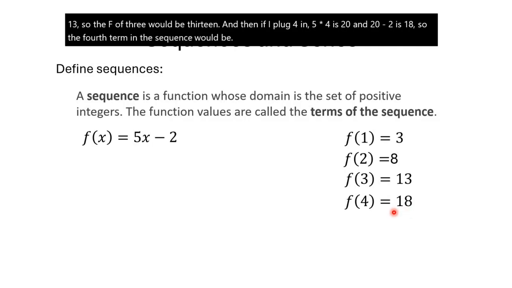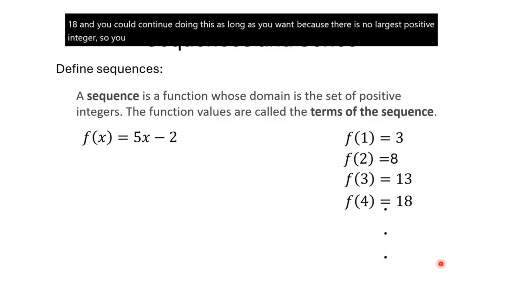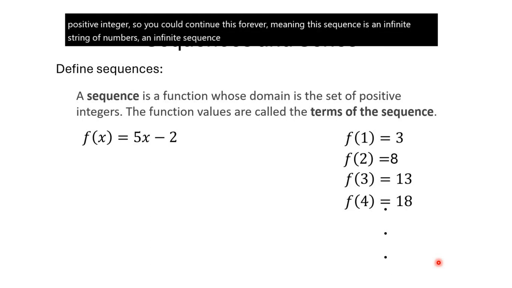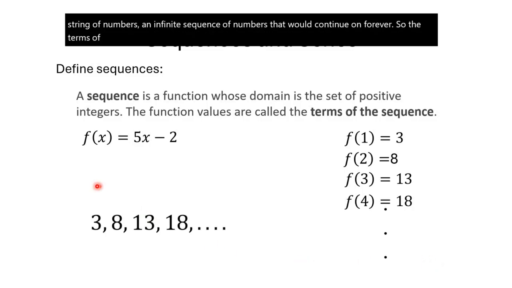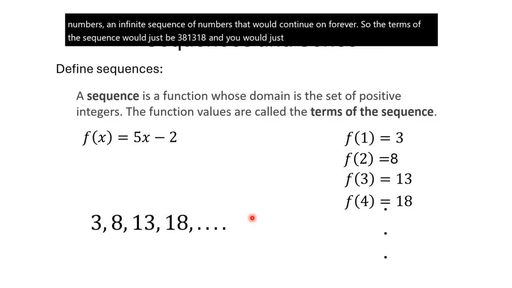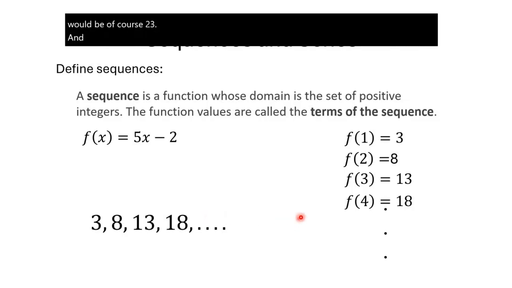And you could continue doing this as long as you want, because there is no largest positive integer, so you could continue this forever, meaning this sequence is an infinite sequence of numbers that would continue on forever. So the terms of the sequence would just be 3, 8, 13, 18, and you would just keep going. The next one would be, of course, 23, and then 28, and you could keep going with this sequence. Let's talk about the notation of sequences.